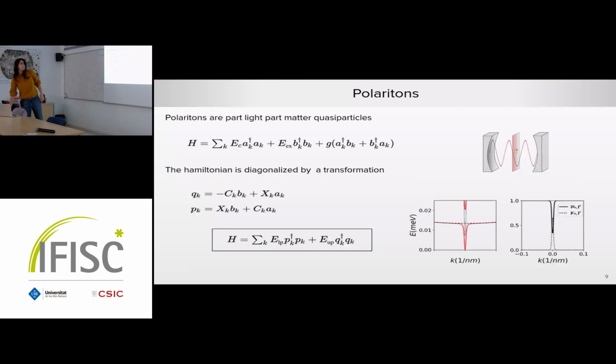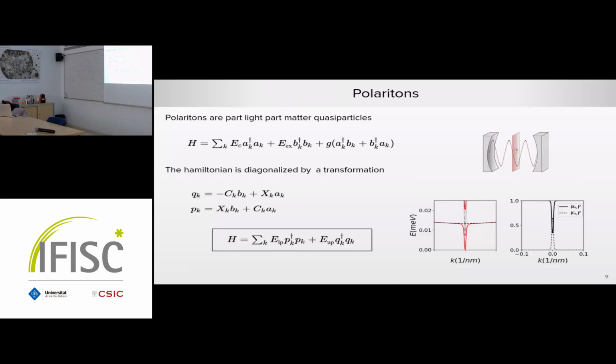I put here the dispersion curve of this. So in dashed, you have the dispersion curve of the excitons, and in dotted, the one of photons. The dashed one looks almost flat, but that's just because when compared to light, the excitons are very heavy, of course. So then this is the upper polariton branch, and this is the lower polariton branch.